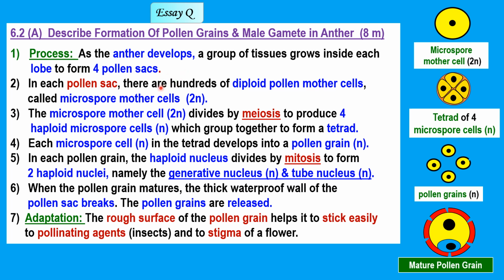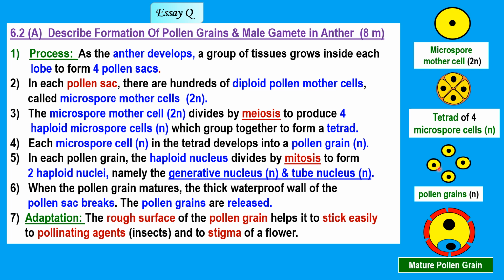As the anther develops, a group of tissues grows inside each lobe to form 4 pollen sacs. In each pollen sac, there are hundreds of diploid pollen mother cells called the microspore mother cell. The microspore mother cell divides by meiosis to produce 4 haploid microspore cells, which group together to form a tetrad. Each microspore cell in the tetrad develops to form a pollen grain.